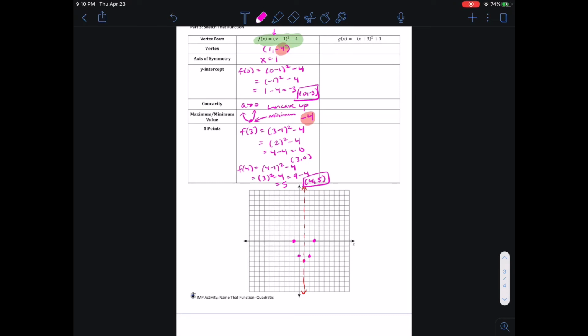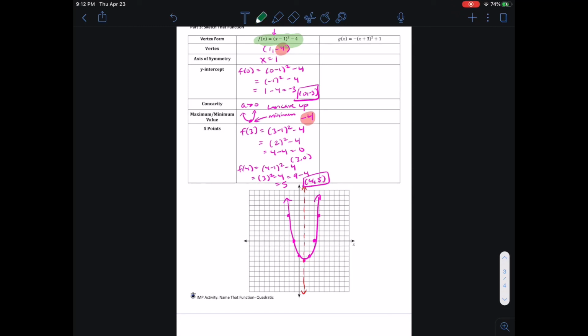So from here, I'm going to go right 4 units, up 5. And again, using that symmetry, if I go 3 units to the right of the axis of symmetry, I get 4, 5. If I go 3 units to the left, I'll get another point. And if you notice, this will be the graph of my parabola. So make sure you understand all of these concepts: how to find the vertex, the axis of symmetry, the y-intercept, the concavity, the minimum value in this case, and the 5 points. So at this point, I want you to pause the video, try g of x on your own, and then when you're ready, press play.